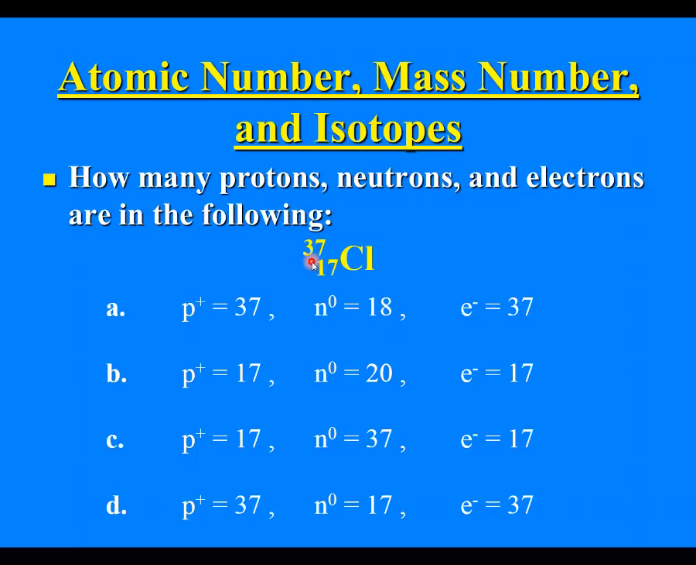The mass of the atom is primarily determined by the number of protons and neutrons. The electron's mass is so small, we're ignoring it for the sake of determining mass numbers. So if I take 37 and subtract 17, you're going to see you would have 20 neutrons in the chlorine-37 isotope nucleus. So B was the correct answer here.